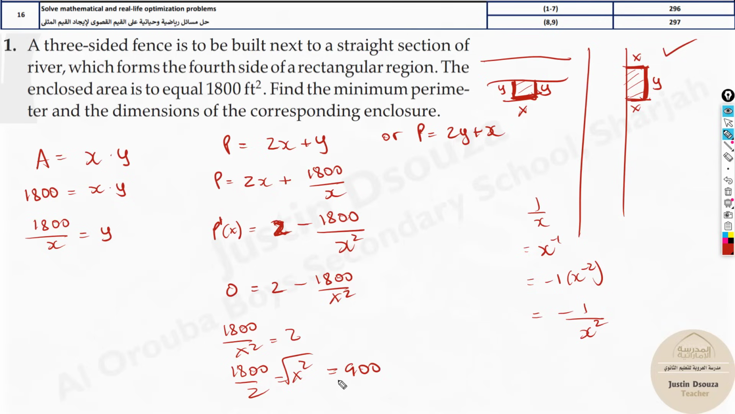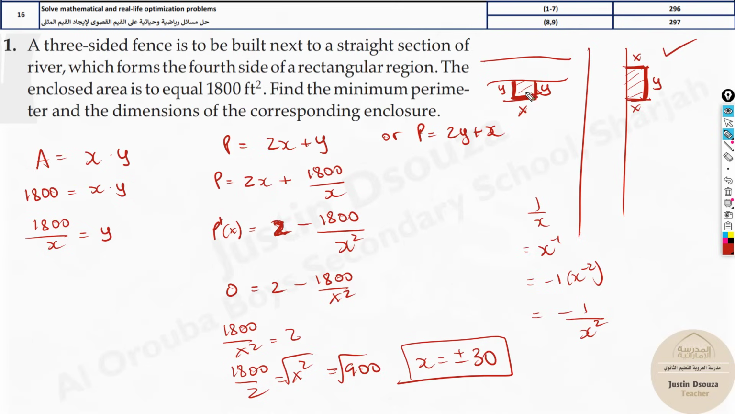You need to take square root on both the sides. Square root over here will be 30. x will be plus or minus 30. So this is the answer for x. Now here there is an important thing which you need to know.